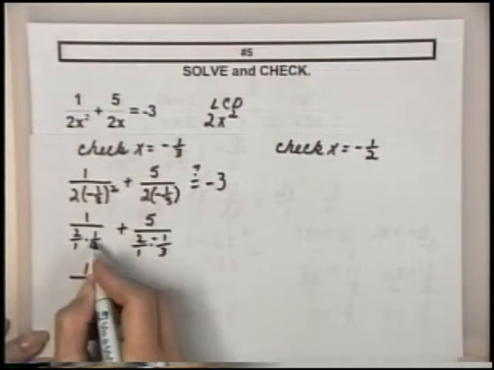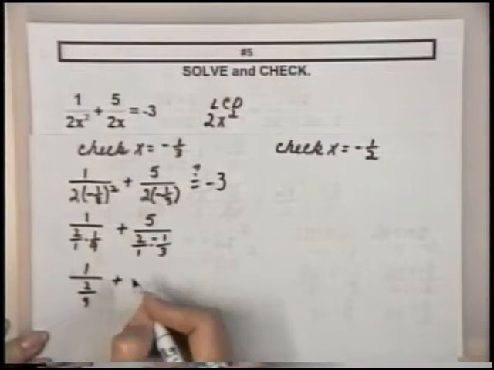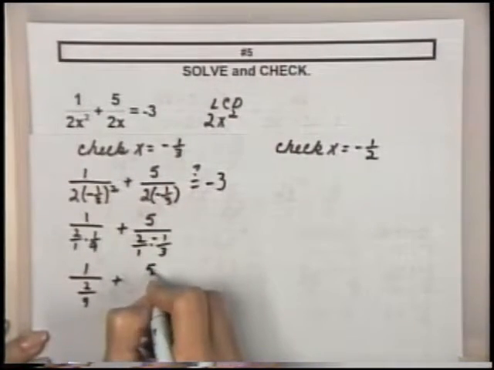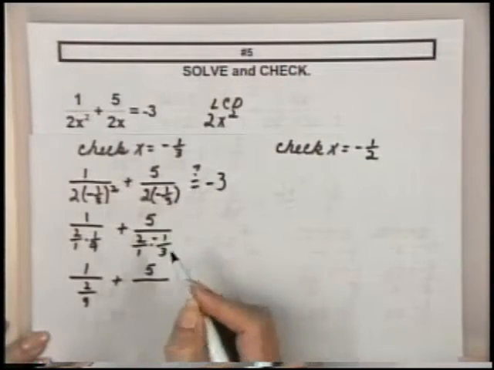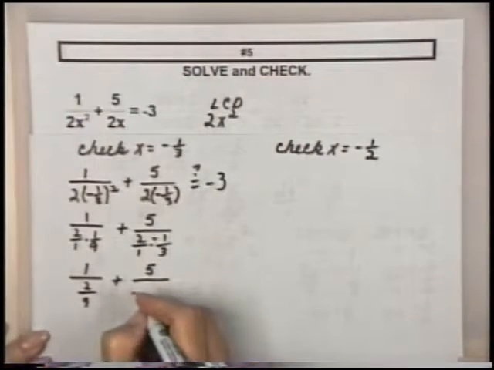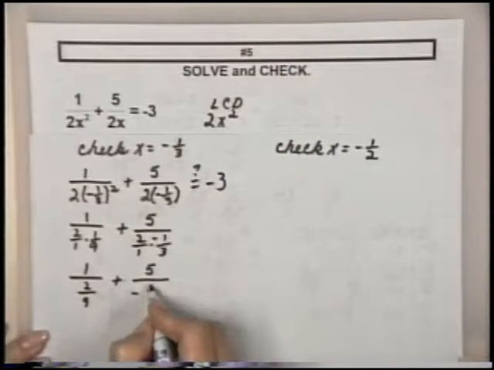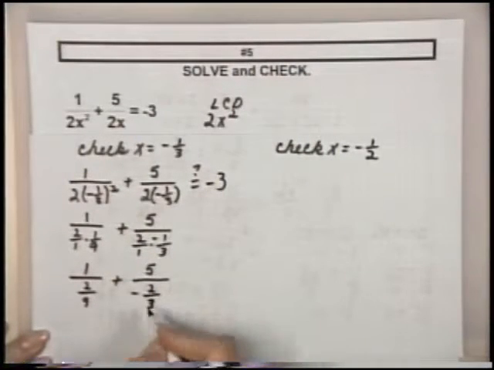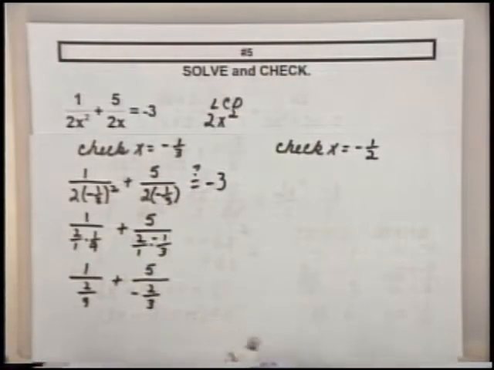In the first fraction, I have 1 divided by, in the denominator, 2 times 1 is 2, 1 times 9 is 9, plus, for my second fraction, I will have 5 divided by, positive times a negative is a negative, 2 times 1 is 2, 1 times 3 is 3.